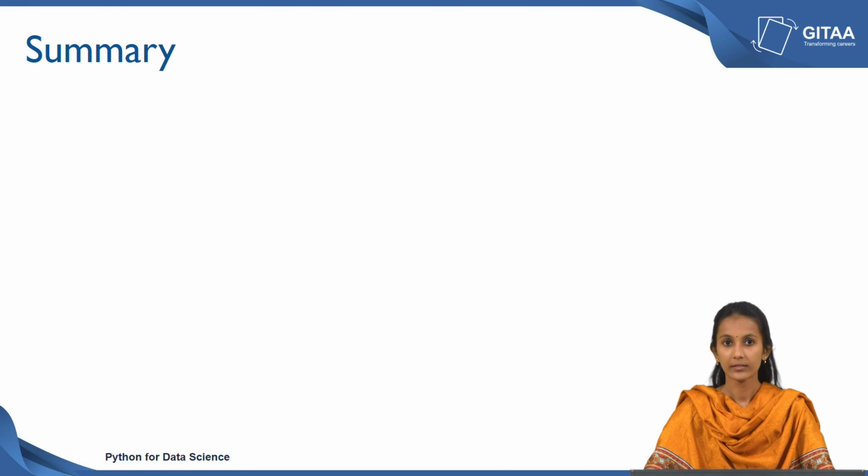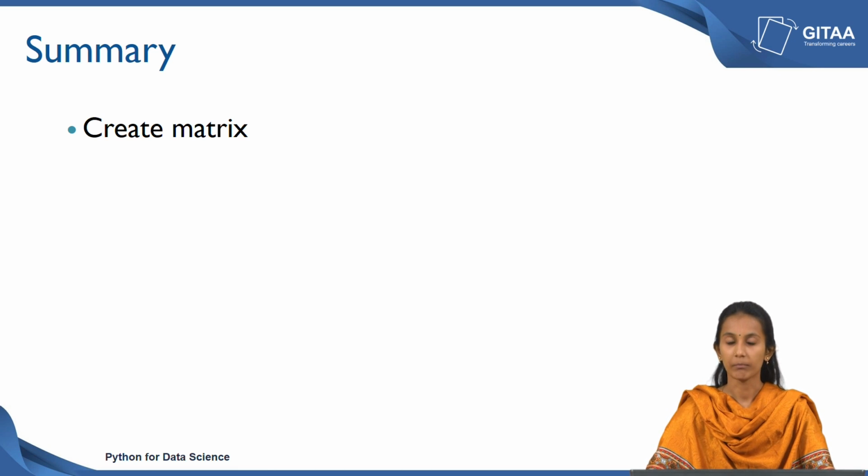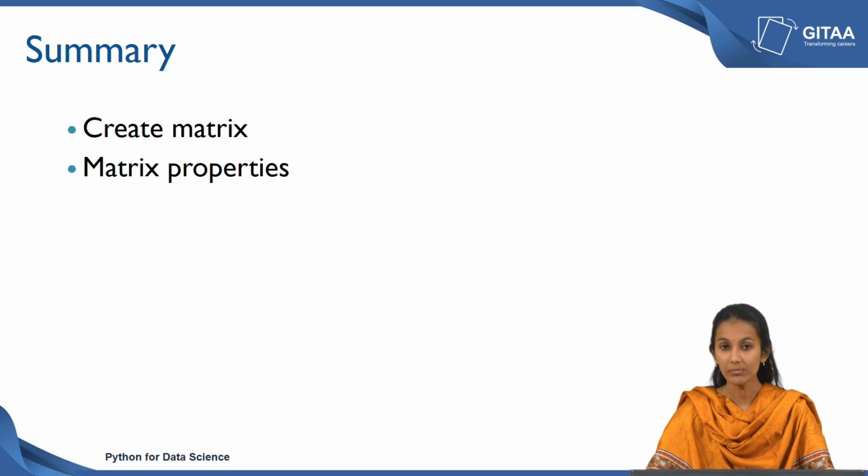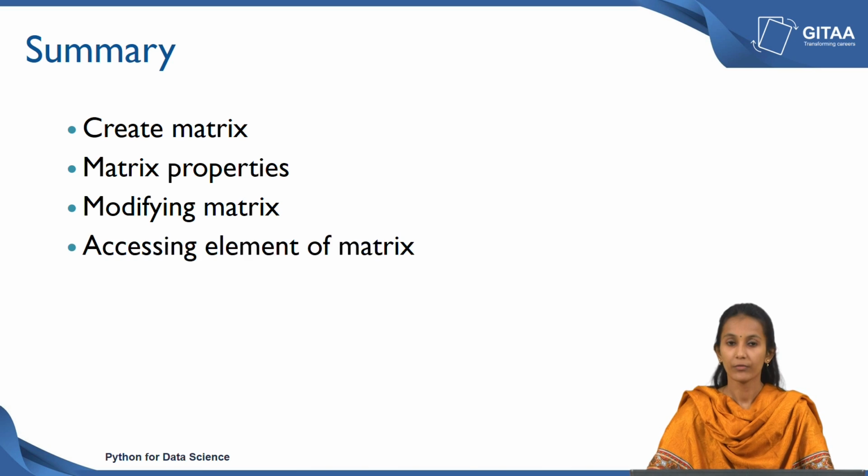So let's summarize. First we saw how to create a matrix. You can use a command called matrix. Before creating a matrix you have to import the numpy package. And then we also saw some of the matrix properties. The shape basically gives the number of rows and number of columns. Size basically returns the number of elements in the matrix. We also saw how to modify a matrix using the index number. If you wanted to access a particular element, row or column, we saw how to access the elements using the index number.